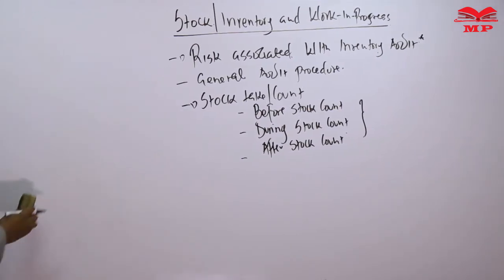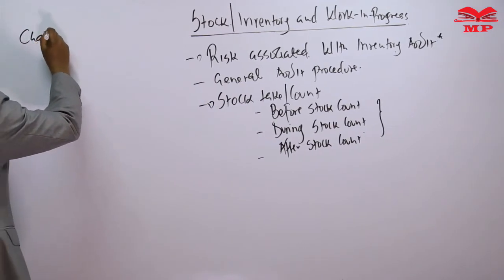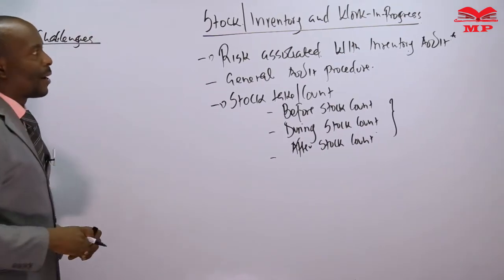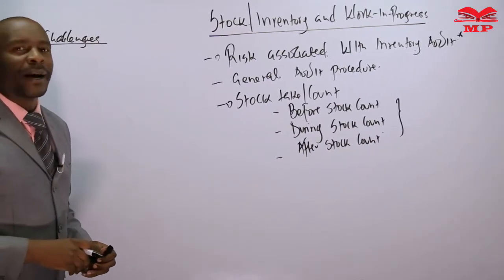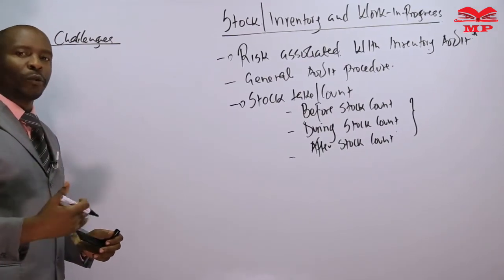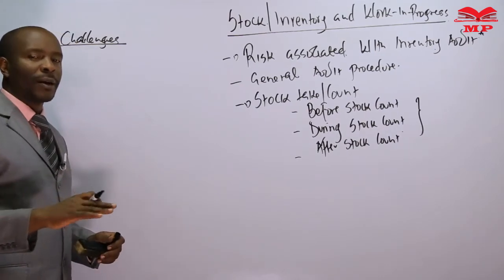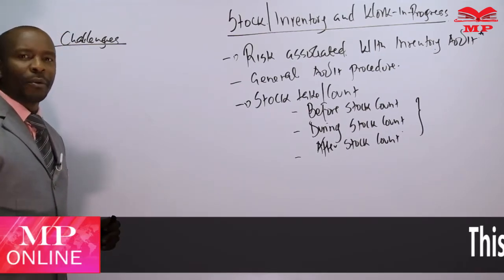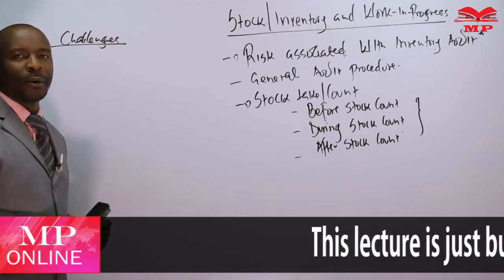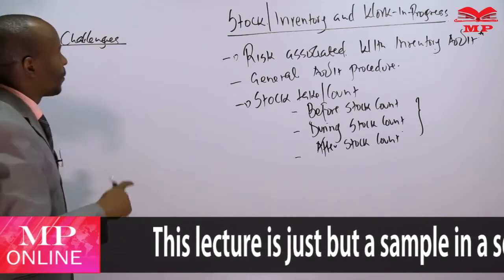Let me first of all give you the risks. The risk is like the challenges, the challenges we get whenever we are auditing stock. Remember, if you go to major companies, like in East Africa, we have Nakumatt, and we have big supermarkets like Tuskys. Those big supermarkets also have to conduct stock take. We have companies like East African Portland Cement, Safaricom, and East African Breweries. They have a large amount of stock. And that's the problem.